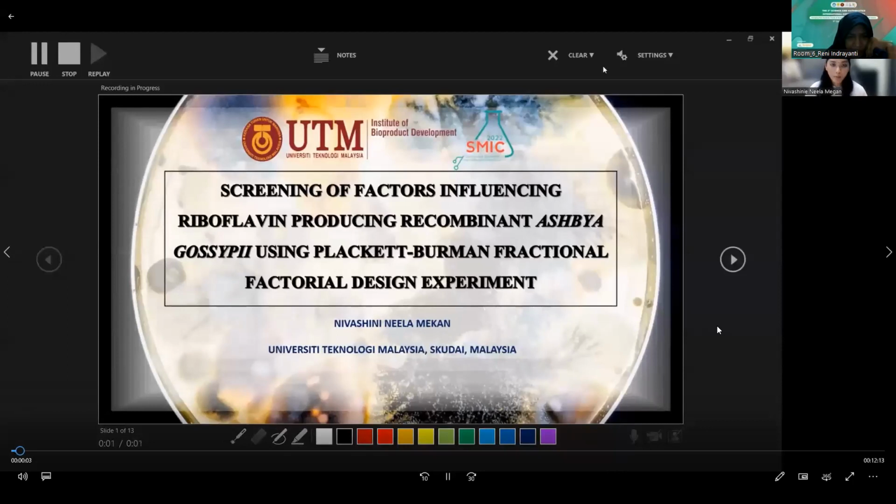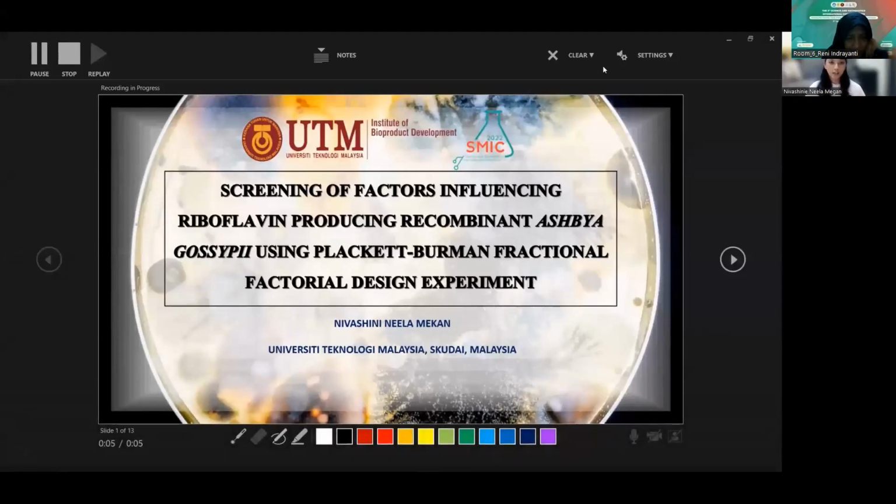Hello and greetings to everyone who has attended today. Myself, Nivashni Nilamegan from Universiti Teknologi Malaysia, would like to present on my research topic entitled Screening of Factors Influencing Riboflavin Producing Recombinant Ashbya gossypii using Plackett-Burman Fractional Factorial Design Experiment.